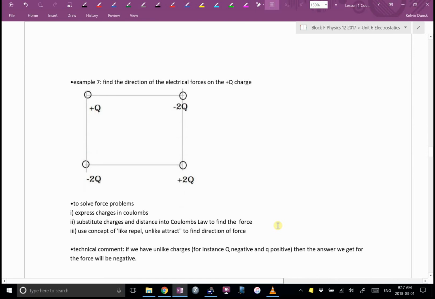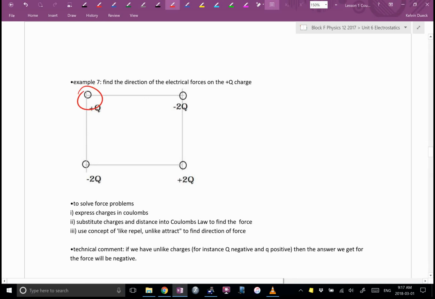Example 7 says this: find the direction of the electrical forces on the positive Q charge. So we have a charge positive Q, negative 2Q, negative 2Q, and positive 2Q. What's Q? I don't know, just whatever. So we want to find the direction on this charge right here.